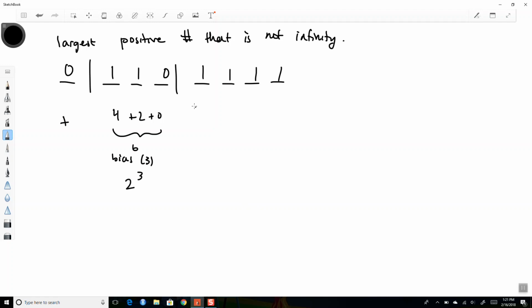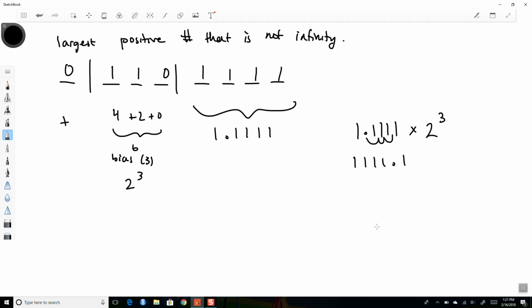Okay, and then this part becomes 1.1111. So I've got basically 1.1111 times 2 to the 3, which corresponds to moving the binary point over 3 spaces, and I would have 1111.1. Okay, this is fine. Or I could do it the other way and figure it out and multiply it by 8 as well.